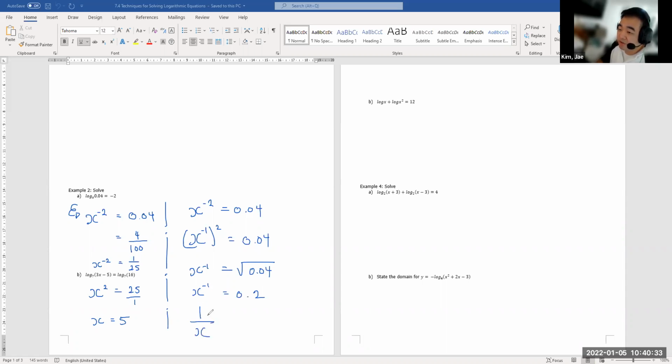If that's the case, if I do the reciprocal of here, right? And then I multiply both sides by x, I divide both sides by 0.2, and essentially I'm cross multiplying. What I get is x is equal to 1/0.2, which should give me a value of 5.